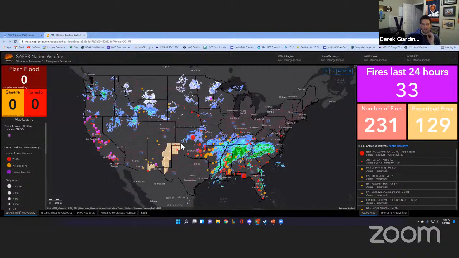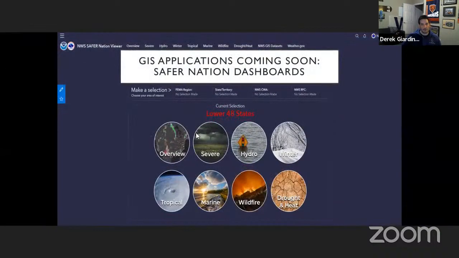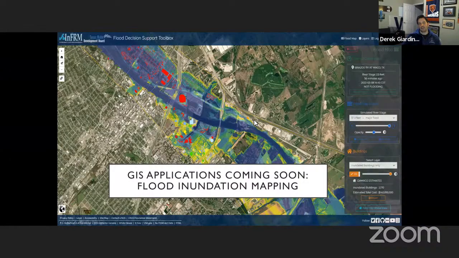So you gain a large amount of situational awareness very quickly using these dashboards. You can check out what the latest weather event is and how it may be interesting to follow. And then the last tool I wanted to share with you is obviously what I'm personally working on, flood inundation mapping. We're trying to change the way we look at flooding.